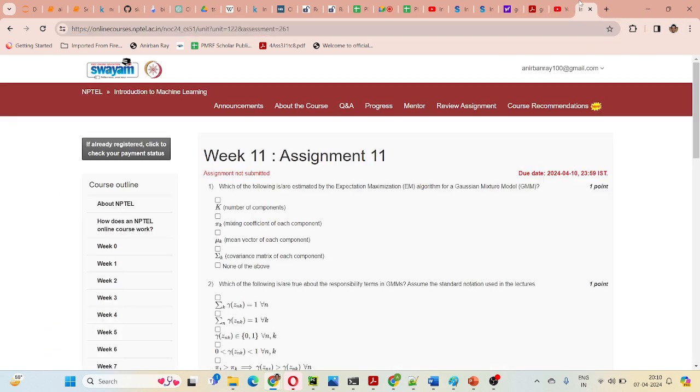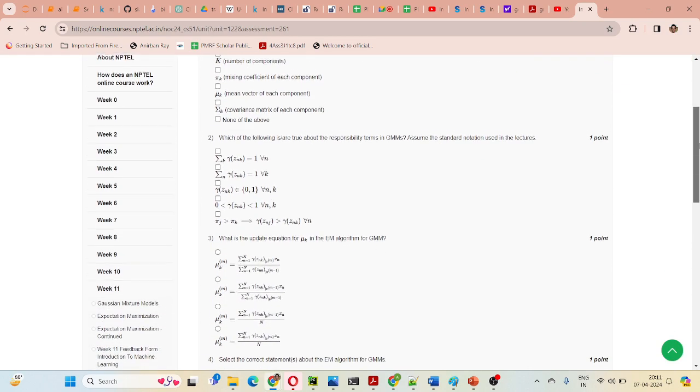When you see the video, actually, the video is easier. Number of components, mixture coefficient, mu k, covariance matrix of each component. Like that. See and do it yourself.